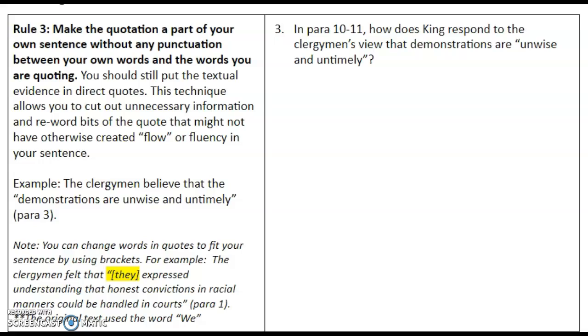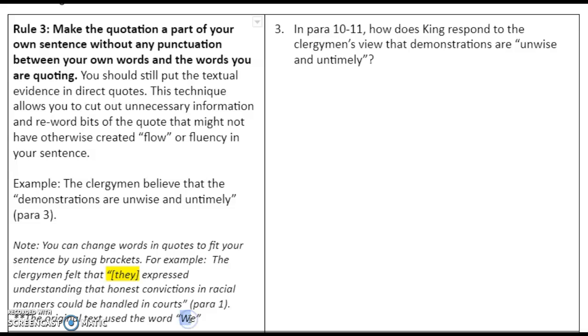So you can also change words in quotes that you're taking to fit your sentence by using brackets. So for example, it says the clergyman felt that they expressed understanding that honest convictions in racial matters could be handled in court. Paragraph 1. Now the original text said "we" right here, but I needed it to say "they" in order for it to fit my sentence. Because if I said the clergyman felt that we expressed, that would be poor grammar. That would be incorrect. So in order to change that "we," I just put a bracket, I put the word "they," and then I end the bracket, and that signals to my reader that I've changed that word in the sentence to fit my sentence.